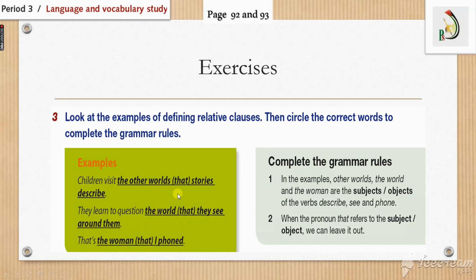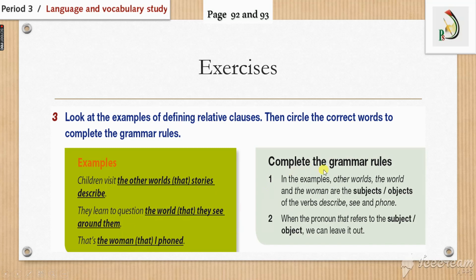that refers to children, the subject, or the other worlds, which is the object that stories describe. Children or the other worlds? They learn to question the world that they see around them. It refers to the world, the object. That's the woman that I found. So that refers to the object.